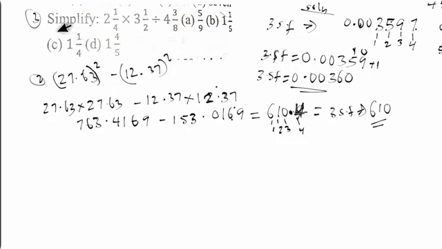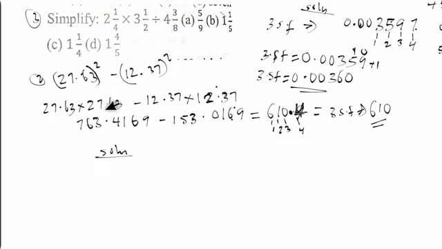So let's simplify 2 whole number 1 over 4 multiplied by 3 whole number 1 over 2, divided by 4 whole number 3 over 8. We want to simplify this question. It's quite simple. Now how do you solve it? We can use a different method, but let me use the method you are familiar with.